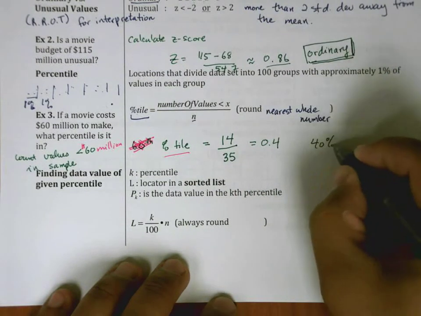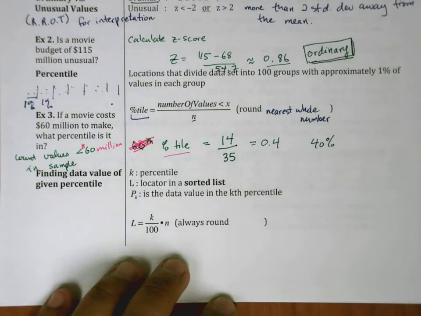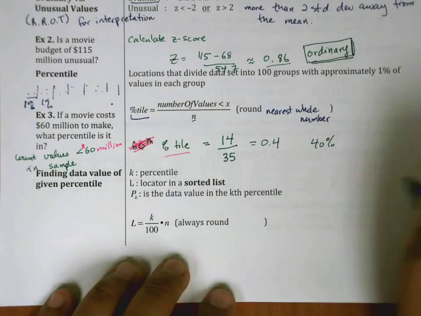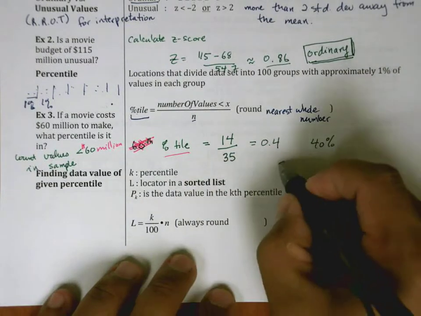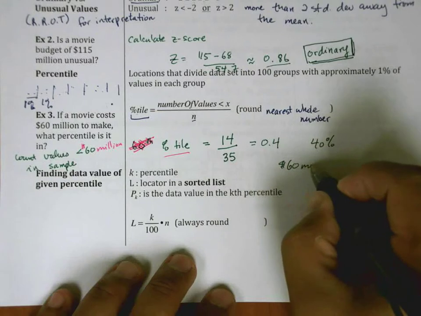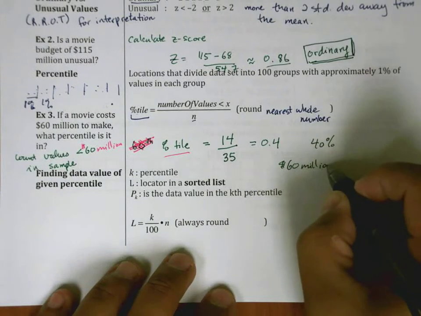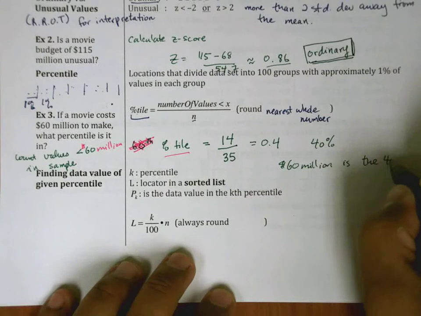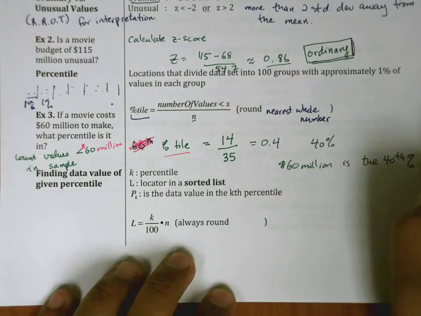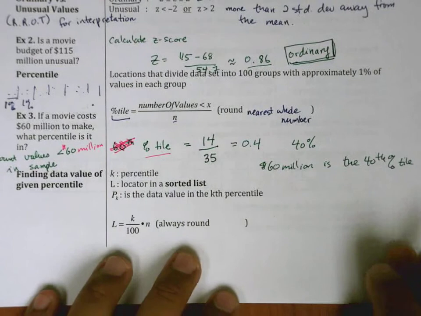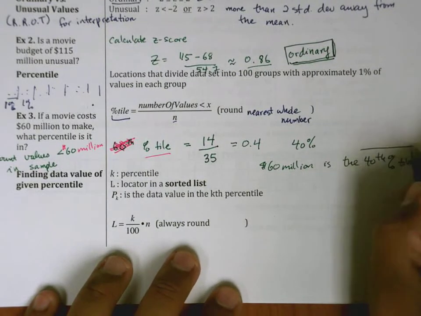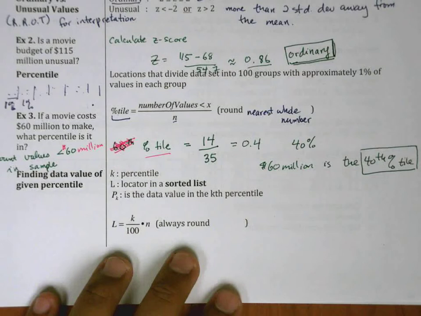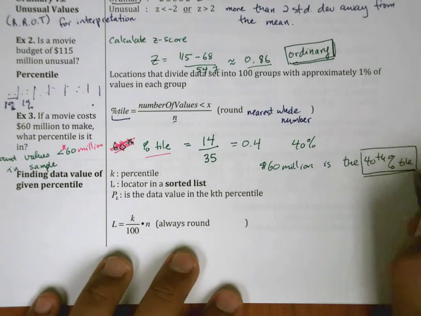Okay? And we don't need to round because it's already a nice whole number. So that means $60 million is the 40th percentile. Okay, so if a movie costs $60 million to make, that puts it in the 40th percentile of all movie budgets.